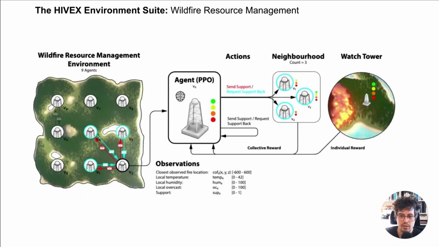Each watchtower has sensors to observe the dynamic features as well as the overall closest observed fire location by its neighborhood. Agents can send support to direct neighboring watchtowers or itself. Rewards are granted by being well prepared when fire is incoming. Since this is a collaborative setup, agents receive individual rewards but also a collective reward.